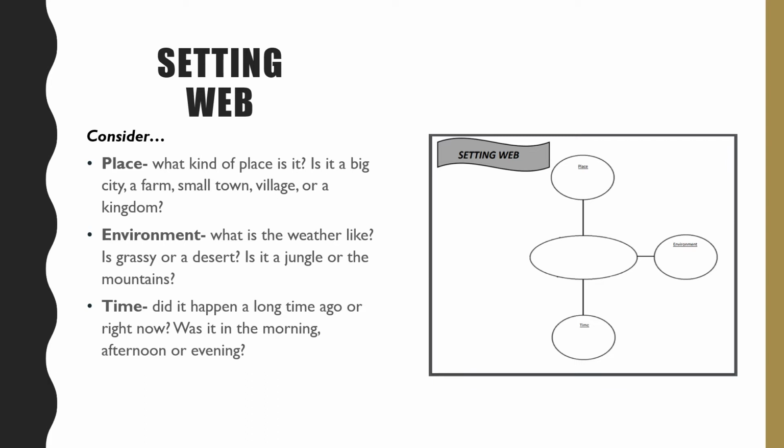We want to consider place. So we want to think about what kind of place it is. Is it a big city? Is it a farm, a small town, a village, a kingdom? How would we describe the overall place?